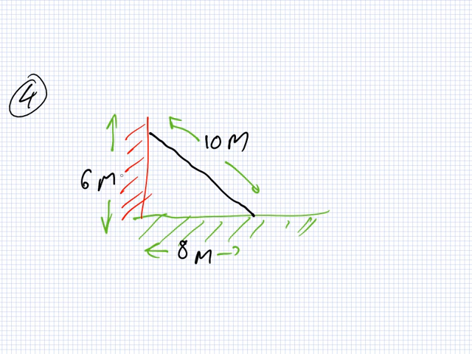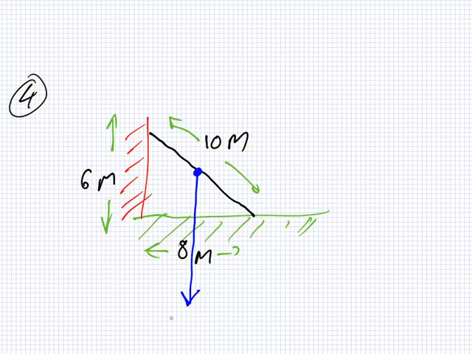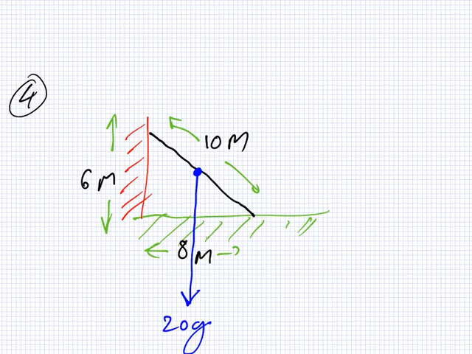How many forces are here? Well, there are 3 forces. There is the weight, of course, which is 10g, is it? No, 20g. Now, the wall here is smooth. The ladder is 8 meters from the base. Base is not from the ground? Here to here is 8.